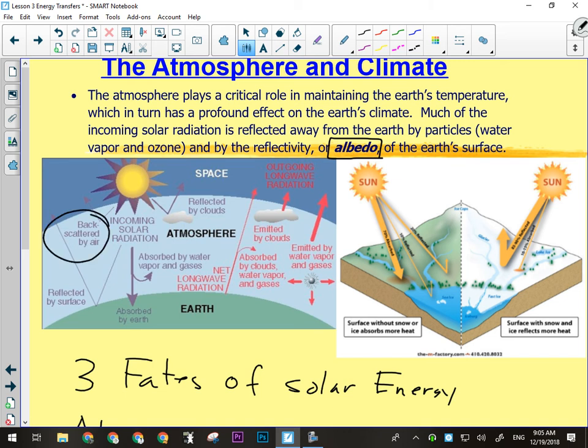Okay? That means its path is altered so that it just kind of goes everywhere. Right? What does this cause? What does backscattering of light cause? This one will probably surprise you. Why is the sky blue? It's actually the backscattering.